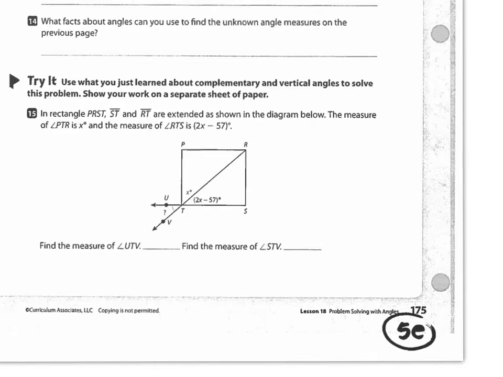All right, so here's number 15. On number 15, we have a rectangle, which we know has angles of 90 degrees in its corners. So I know that angle PTR and angle RTS have to add up to 90 degrees because together they form a right angle. So angle PTR, which is x, plus angle RTS, which is 2x minus 57, has to equal 90 degrees because they're complementary. So I'm going to go ahead and solve this for x.